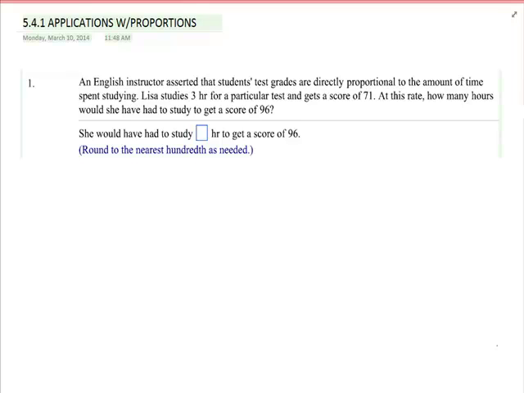In this lesson, we're going to look at some word problems, some application problems, where proportion would be the tool that would be best for finding a solution. So let's take a look at the first problem.